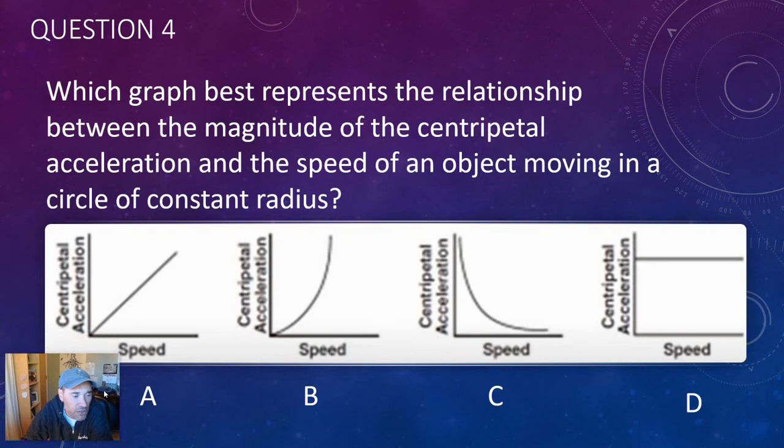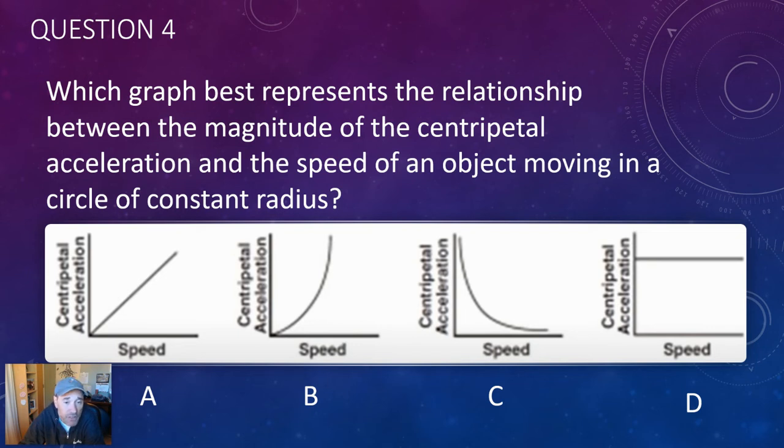Sorry, these pictures are a little bit blurry, but I had to lift them out of a text to be able to get this. So which graph best represents the relationship between the magnitude of the centripetal acceleration and the speed of the object moving in a circle of constant radius?